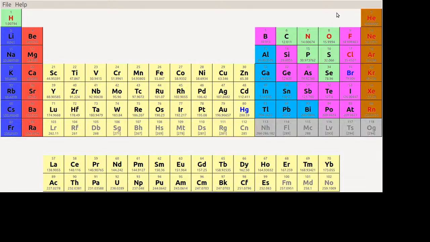And oganesson. Oganesson is synthetic. These gray ones are only made in a laboratory. So helium, neon, argon, krypton, xenon, and radon are our noble gases.